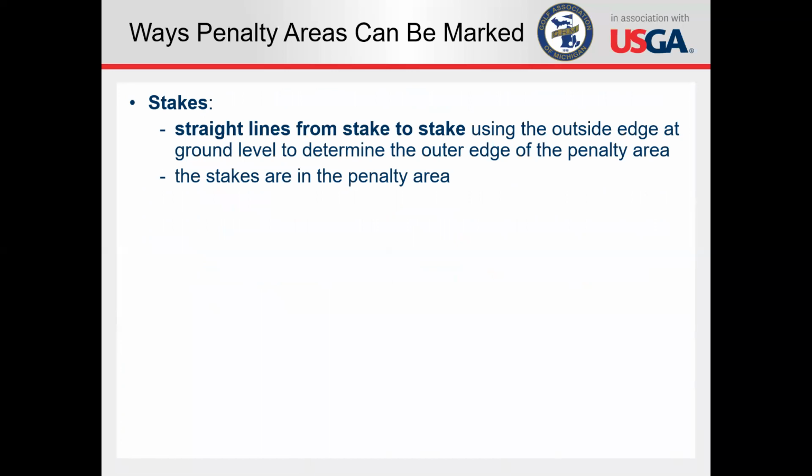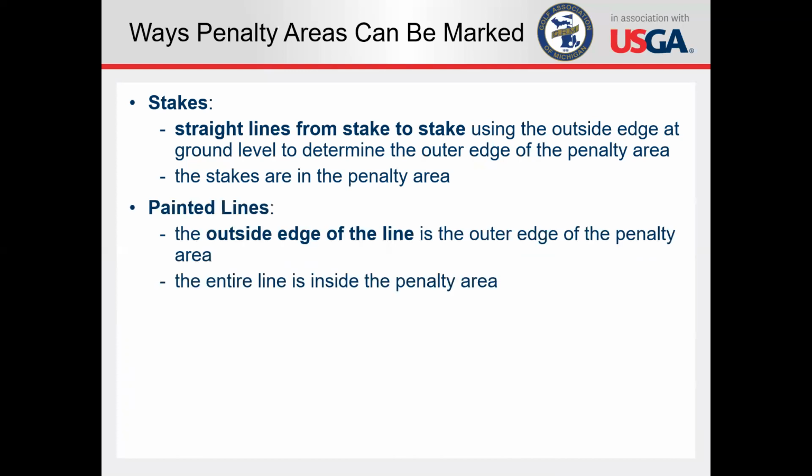Okay, when stakes are used, it's going to be the outside edge at ground level to determine the edge of the penalty area. Again, when you think of outside, think of it as the side that's closest to the golf course. Okay, and then the stakes are in the penalty area in this case.